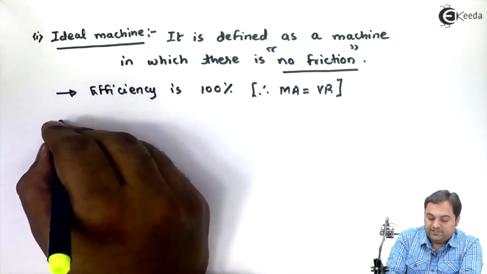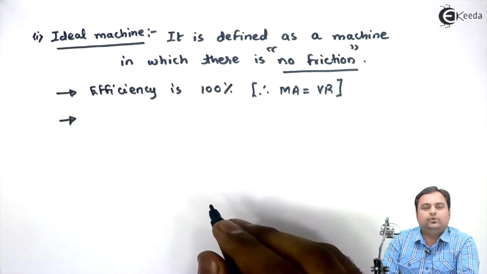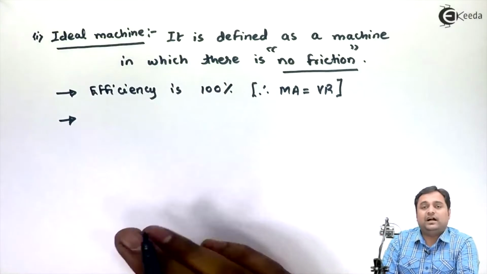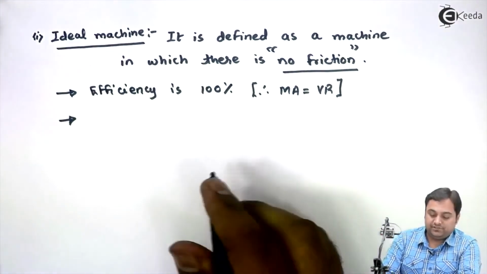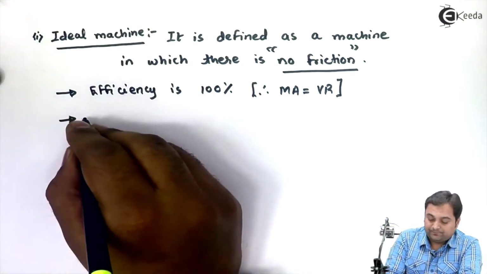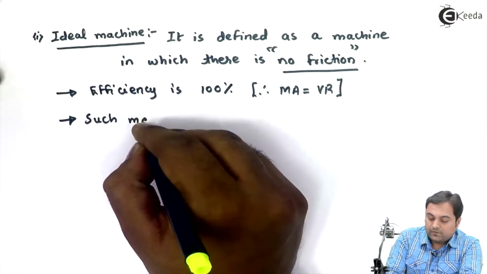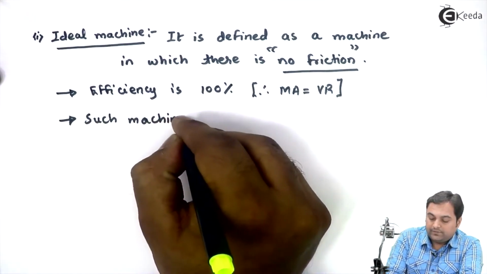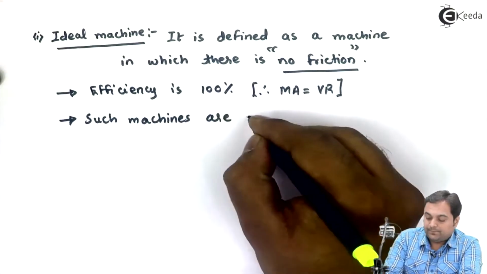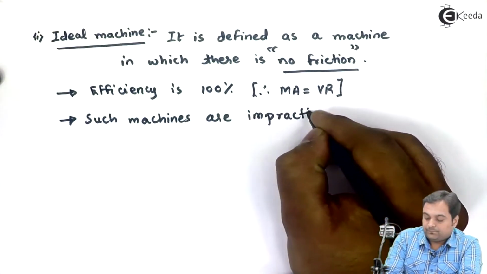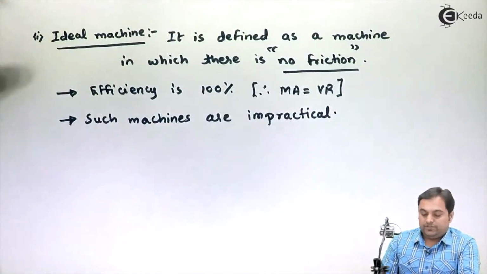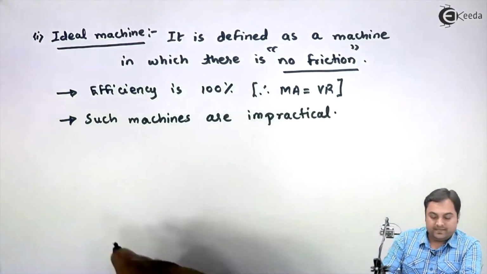Such machines, they are impractical. We don't have any machines which are ideal, that is 100% efficient. So here we can say that such machines are impractical. So this was regarding ideal machine. Next, actual machine.